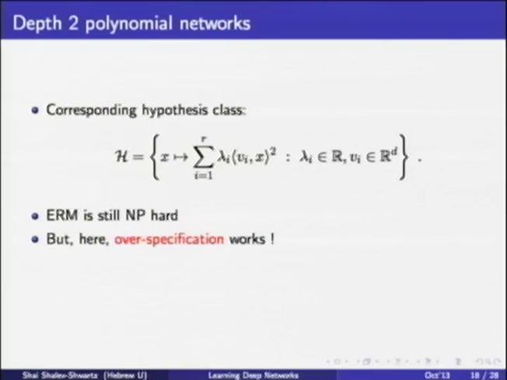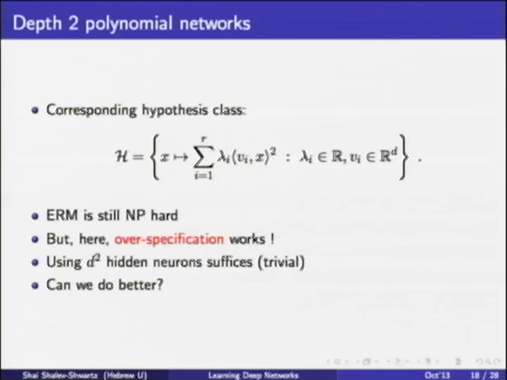It can be shown that ERM, finding the best such hypothesis over the training set, is still NP-hard, even though we are with a much simpler nonlinearity. But I will show you that here over-specification works. So if you allow me to learn slightly larger networks, then I can find a good network efficiently. So the trivial thing to do is just take d square hidden neurons that will just take all the products x_i x_j of two inputs. Then it is trivial that it contains the original network because this is a second degree polynomial. So if you allow all monomials of second degree, of course you can learn this.